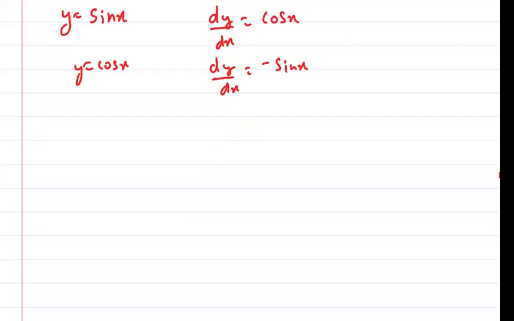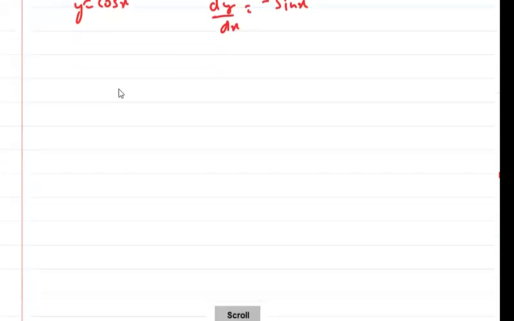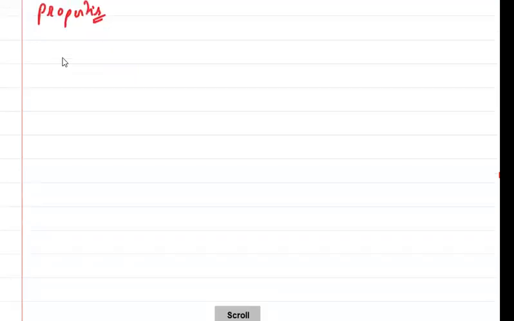ठीक है. Okay, so let's see some properties, guys. Let's see some properties. So y is equal to 5. अब बताओ 5 क्या है? 5 एक कांस्टेंट है कि नहीं?